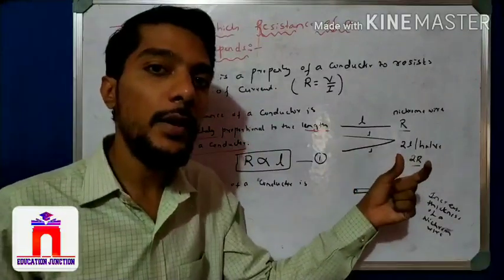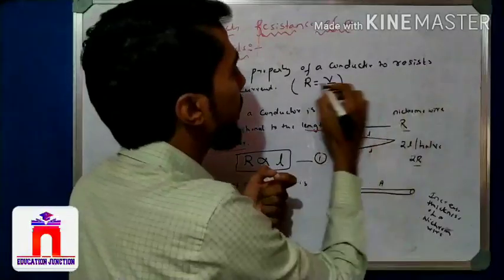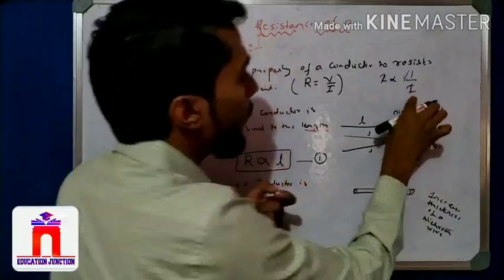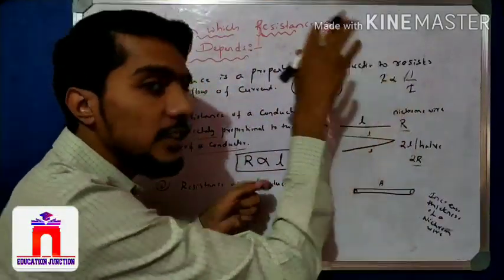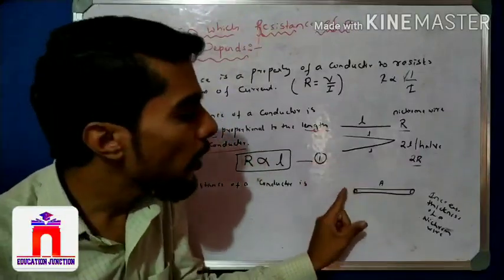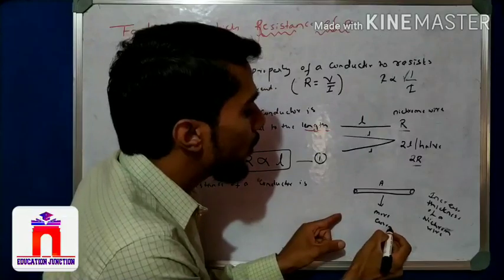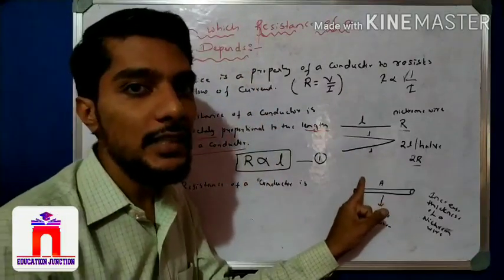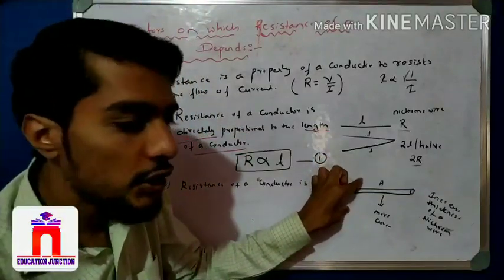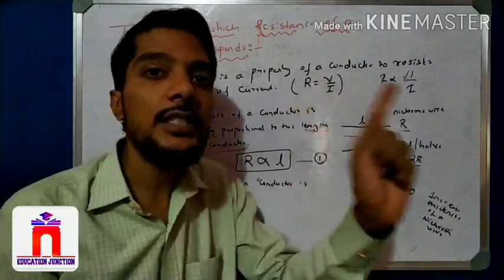More current means what happened here? Less resistance. We know that R is inversely proportional to I. When more current flows, the resistance is less. So when I increase the thickness, more current flows, and more current means less resistance. When I increase the area of cross section, more current flows, and current increases means resistance decreases.